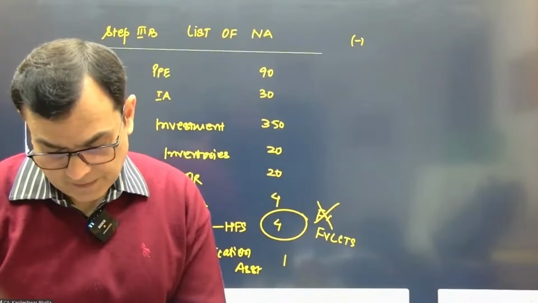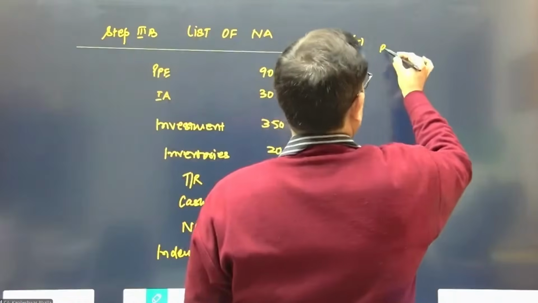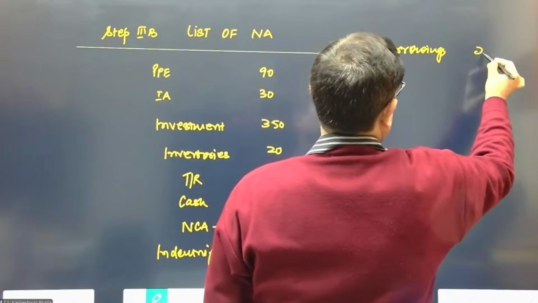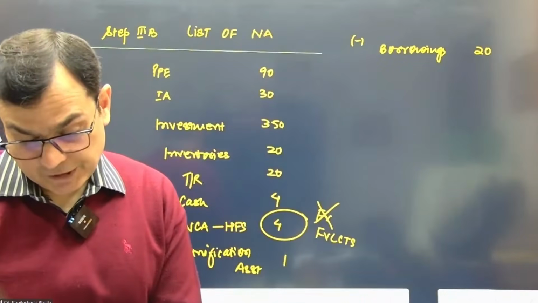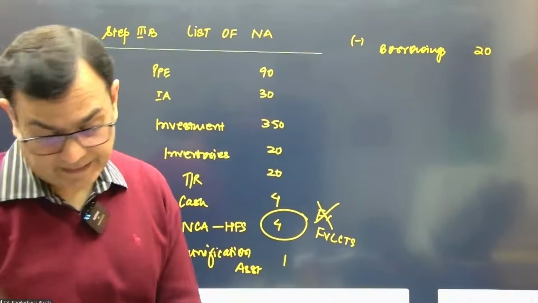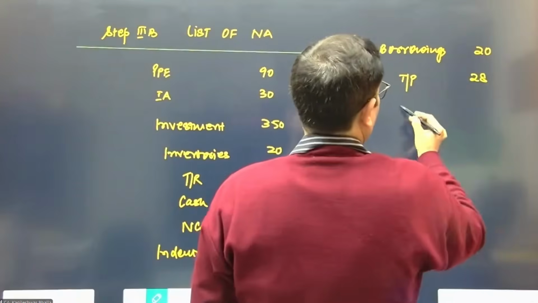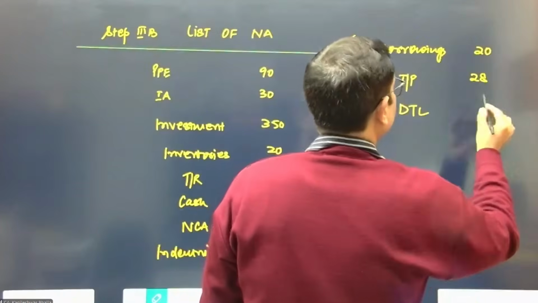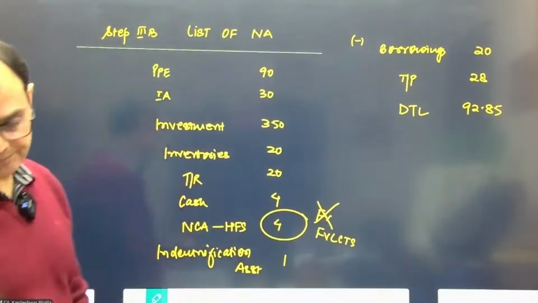So liabilities we have got, first of all, borrowings, that is 20. So borrowings are to the extent of 20. The next item in the balance sheet is trade payables, that is 28. Trade payables is 28. Let me take the DTL lest we forget. That's 92.85. That is in step number 3A.